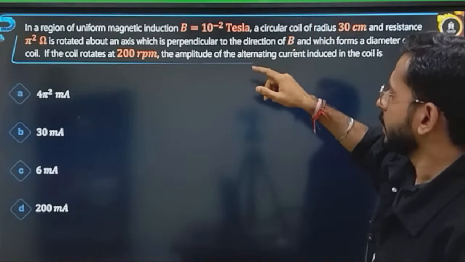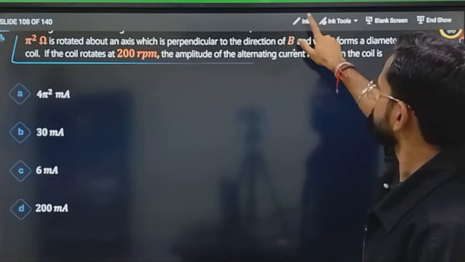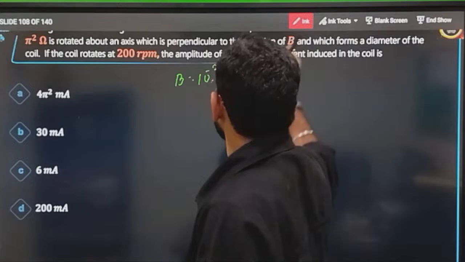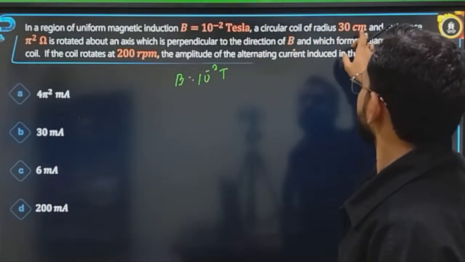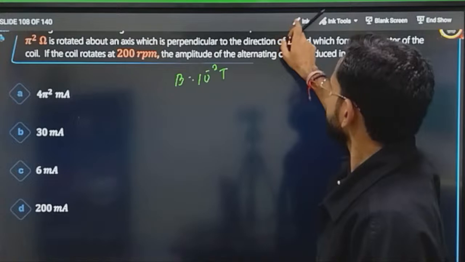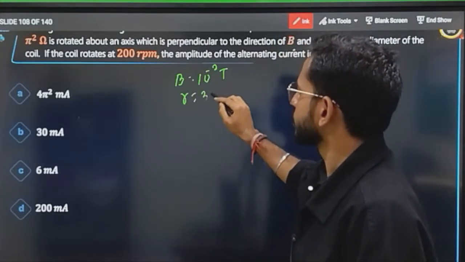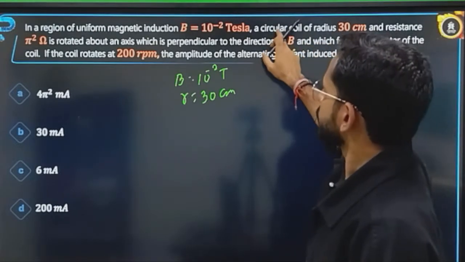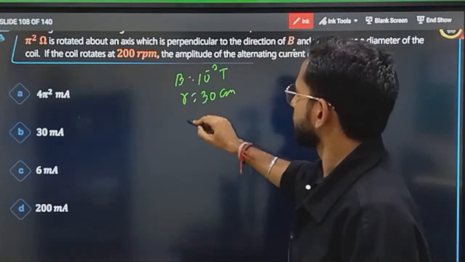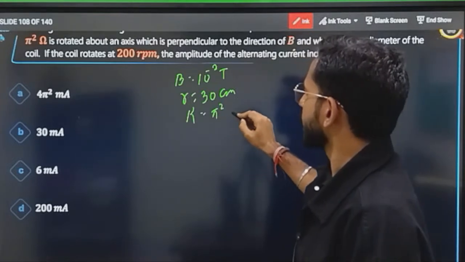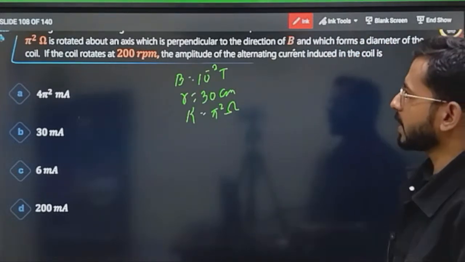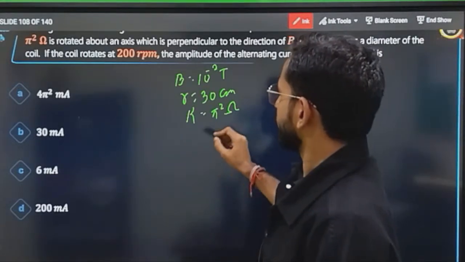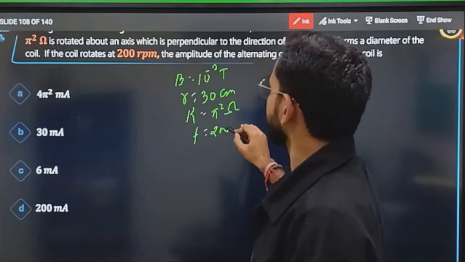In a region of uniform magnetic induction, B is equal to 10 power minus 2 Tesla. A circular coil of radius 30 centimeter and resistance of pi square ohm is rotated about an axis perpendicular to the direction of B, which forms a diameter of the coil. The frequency is given as 200.